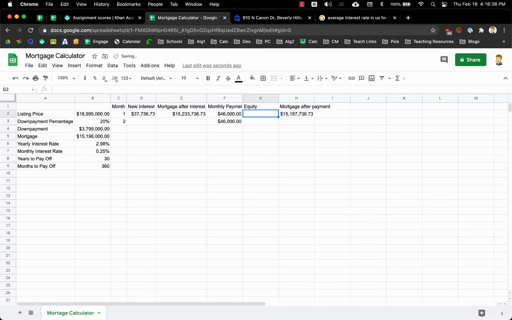How much equity in your house are you putting in each month? I don't want this to be cumulative. I just want to count each single time. I wanted to put $46,000 into the house, but I have to subtract the interest because most of this is absorbed by interest. So I'm only putting in $8,000 of the $46,000 into equity for my house. I'm paying off $8,000 of the original mortgage. That's another way of thinking about it.